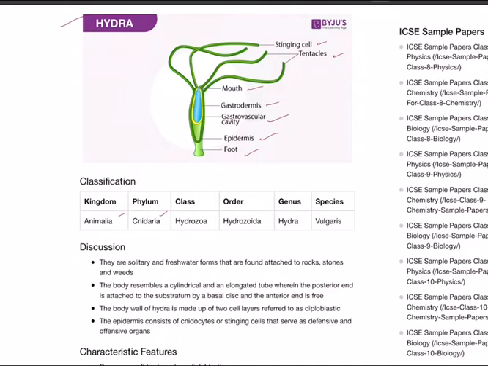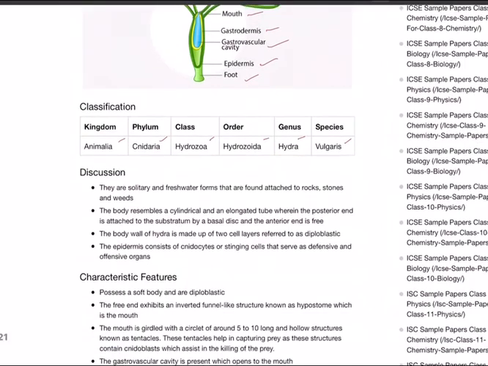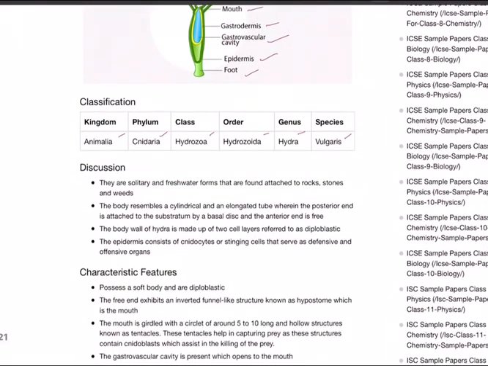So when you classify it, you write kingdom Animalia, phylum Cnidaria. The C is silent, don't pronounce it as "Cnidaria", it is "Nidaria". Class Hydrozoa, order Hydrozoida, genus Hydra, species vulgaris.